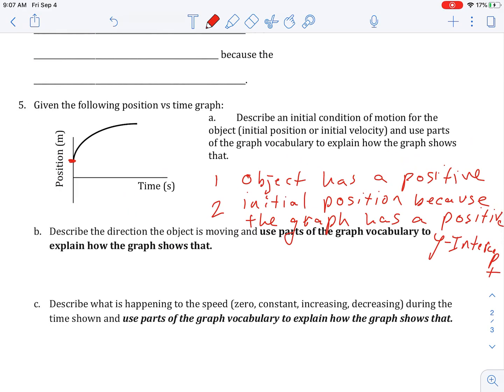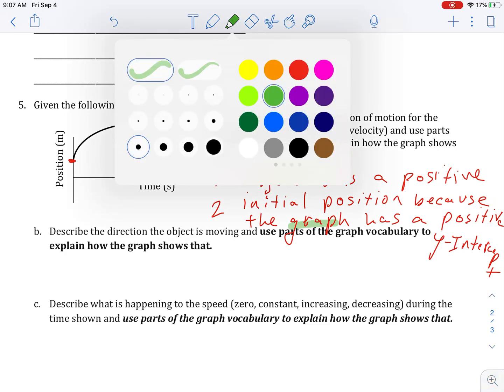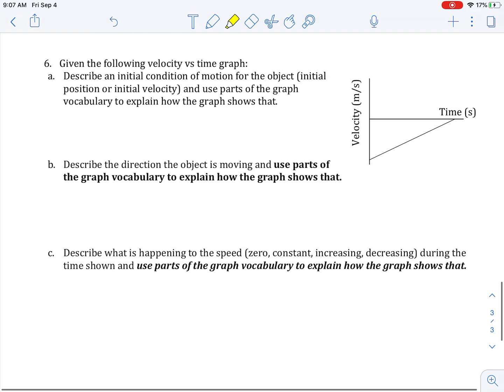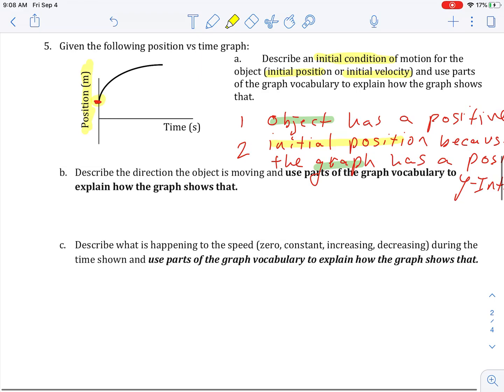Okay, sorry about that. I ran out of space a little bit. But you can see I did the two things. First, I talked about what the object's doing, and then I talked about the graph. You've got to do that every time. Another real important thing I want to highlight is I didn't say the object has a positive initial condition, even though it says describe the initial condition. You're supposed to choose: is it initial position or is it initial velocity? In this case, because this graph is a position graph, we know the y-intercept is telling us about the initial position. In a moment, I'm going to do the one down here, which is a velocity graph, so then we'll be talking about initial velocity. But right now we're looking at a position graph.